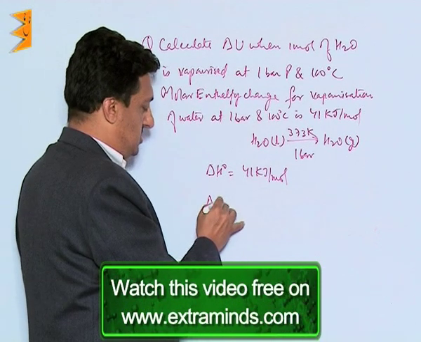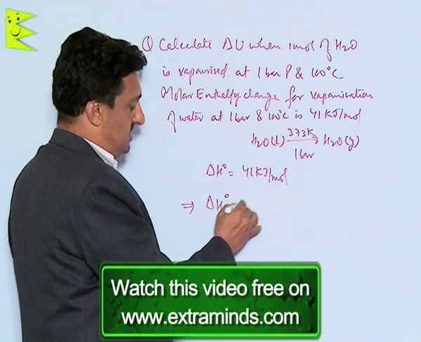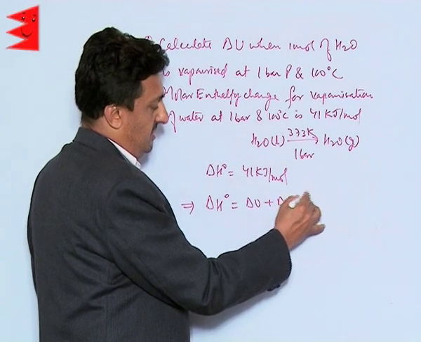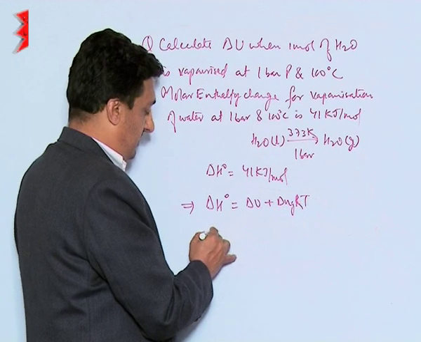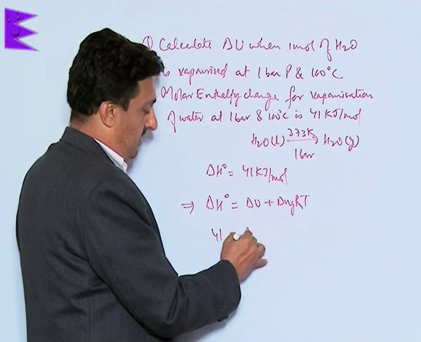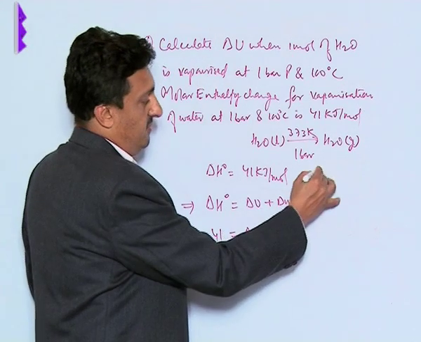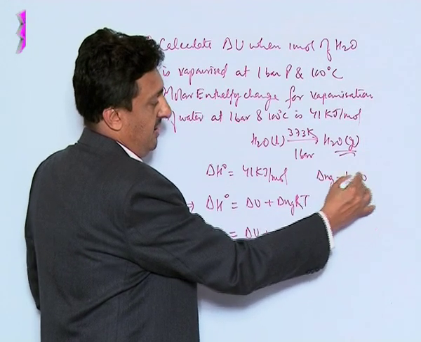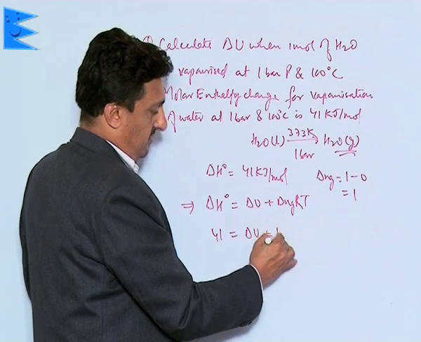Now we know the equation: delta H naught is equal to delta U plus delta n g R T. Now this is 41. We have to find out delta U. We can find out delta n g. The gaseous product is only 1, so it is 1 minus 0. It is 1.